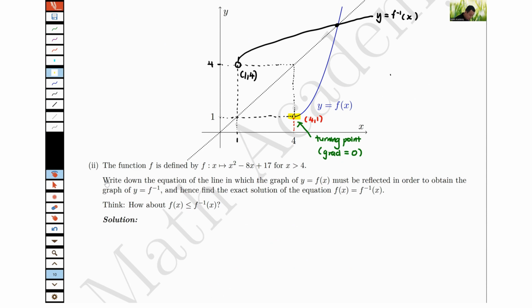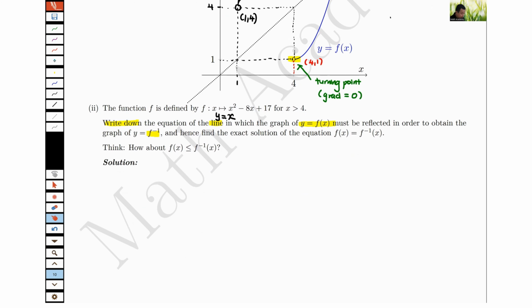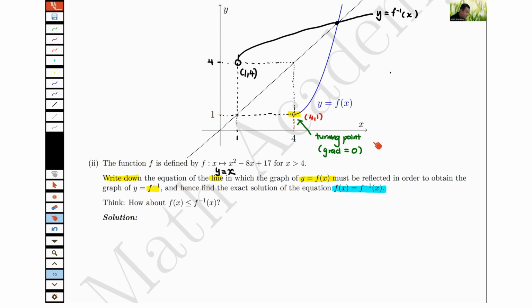First, they say, can we just write down the equation of the line where you should reflect your f(x) to get the inverse function? Can I just write the solution right above here? We have just seen from above, it's always reflection across y equals x. And they say, hence, can we find the exact solution to f(x) equals f inverse? In order to solve this, you don't want to find the inverse. Finding the inverse can be tedious.